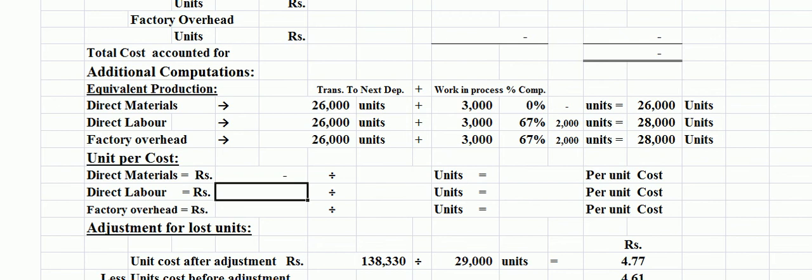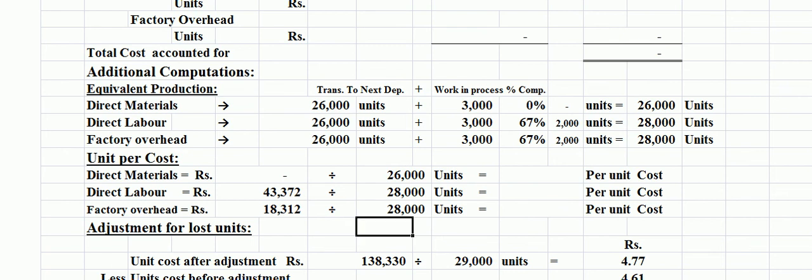Now we put the labor cost 43,372, and factory overhead is 18,312. Students, this is the cost against the labor and factory overhead in the current department number 2. Now we put the equivalent production here, 26,000, 28,000 and 28,000. Students, now we will easily find out the per unit cost as the material, labor and factory overhead here.